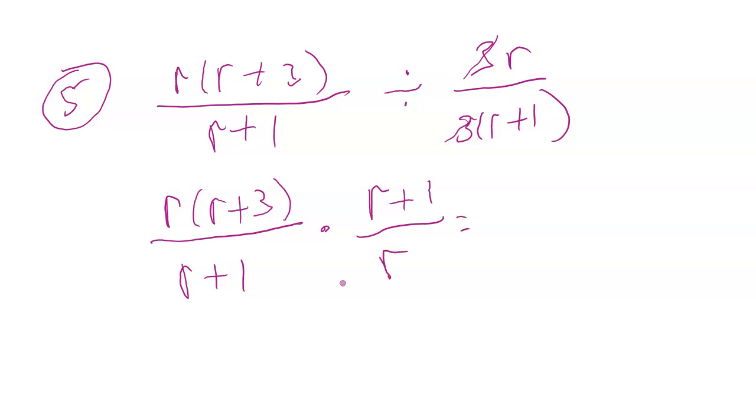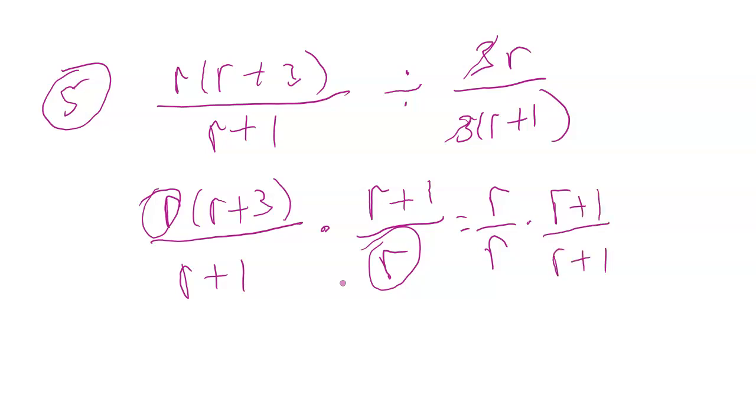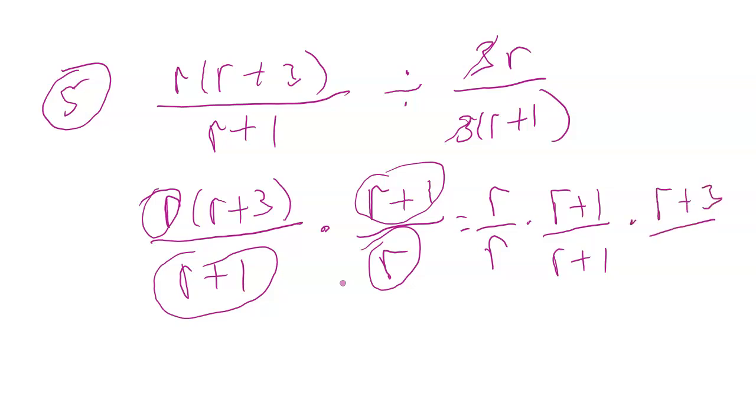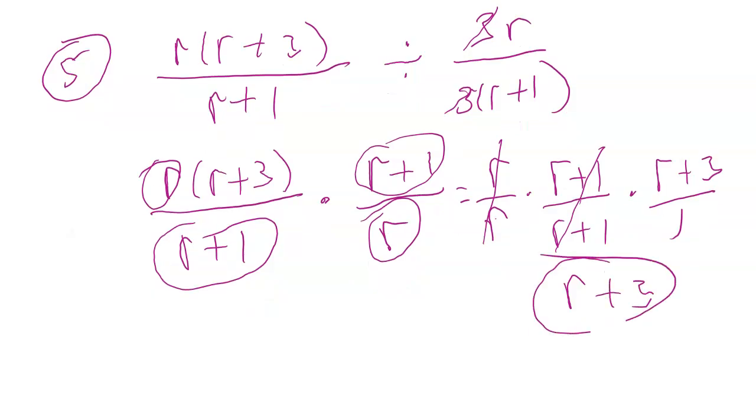And then again, I can rewrite these fractions as r over r times r plus 1 over r plus 1 times r plus 3 over 1. Okay. These will reduce down to 1. This will reduce down to 1. So it'll be 1 times that, which is just r plus 3 as my answer. On to the next.